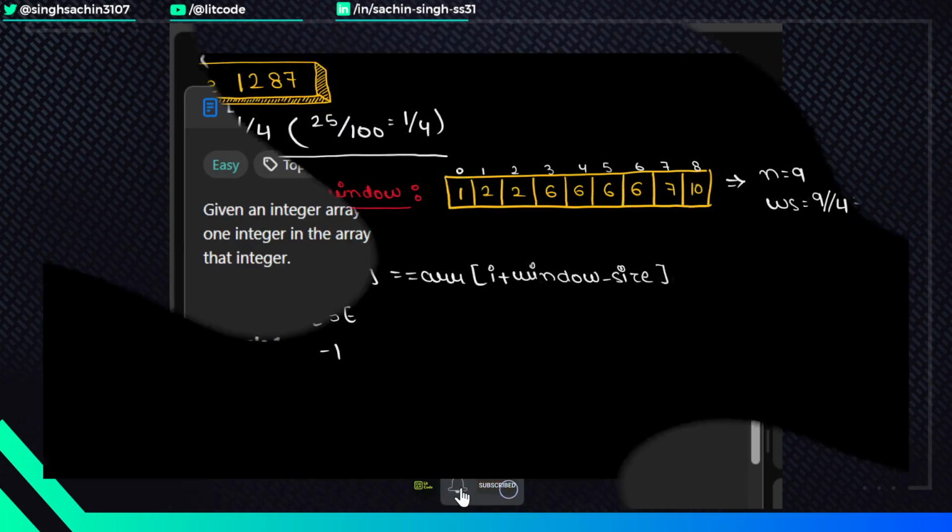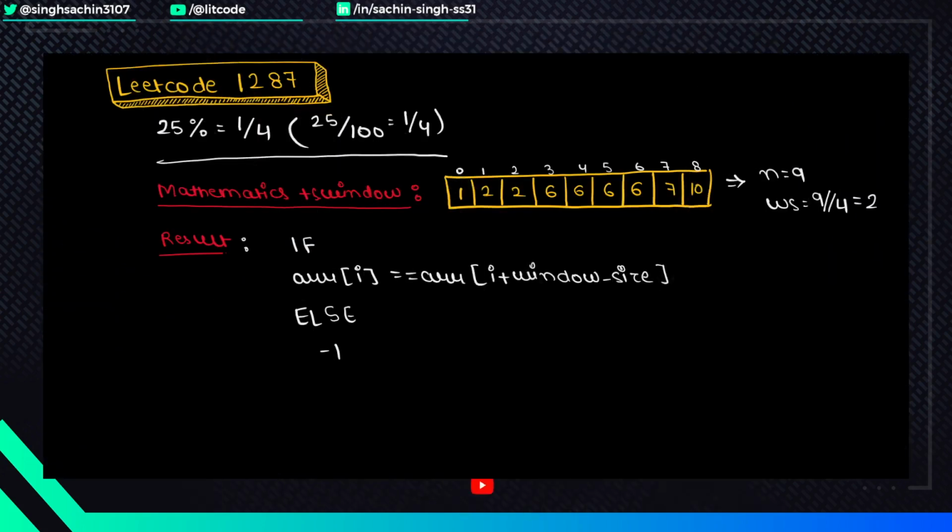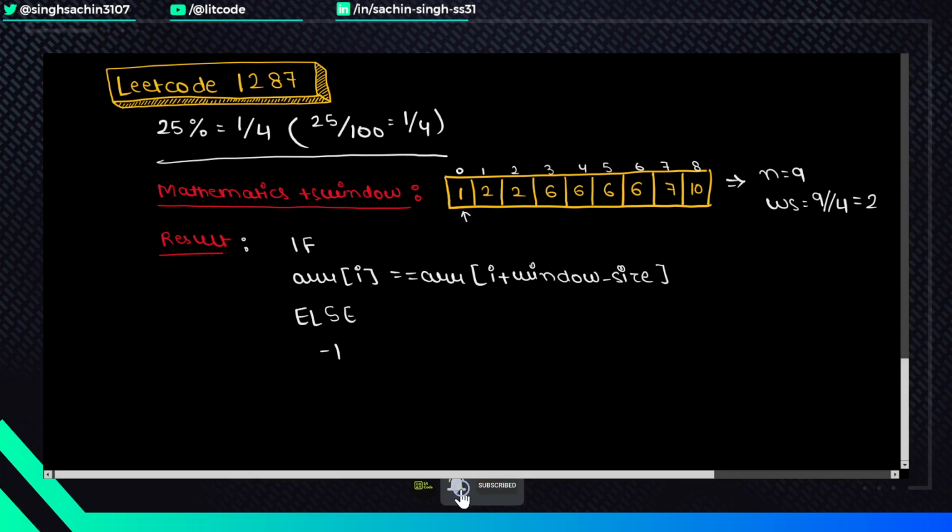To explain what we'll be doing, let's refer to this particular slide. 25% can be written as 1 by 4, right? Because 25 by 100 is 1 by 4. So I'm going to create a sliding window, in which I'll start with some point. For example, I started with this point.